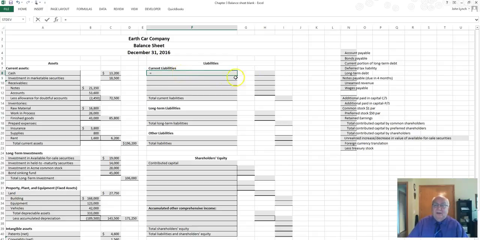Okay, current liabilities. Usually the first one, the most common one, is accounts payable, and most of you are familiar with that. And for that one, we're going to use $24,500. Then we will have the notes payable that's due within 4 months. Anything that's due within 12 months is a current liability. So if you have notes payable due in 12 months, that would be a current liability. If it's due in 13 months, it would be a long-term liability. So keep that in mind.